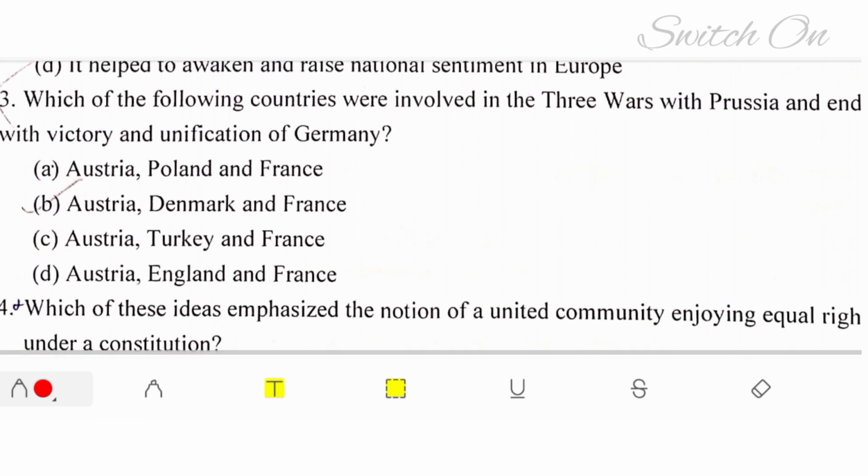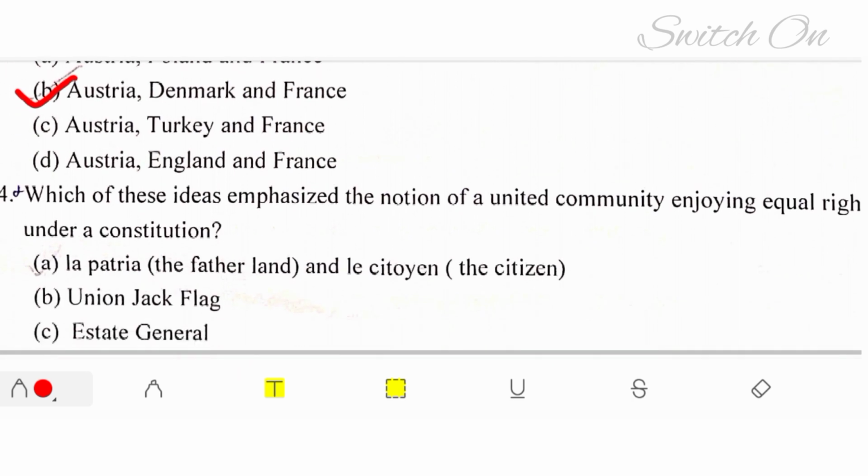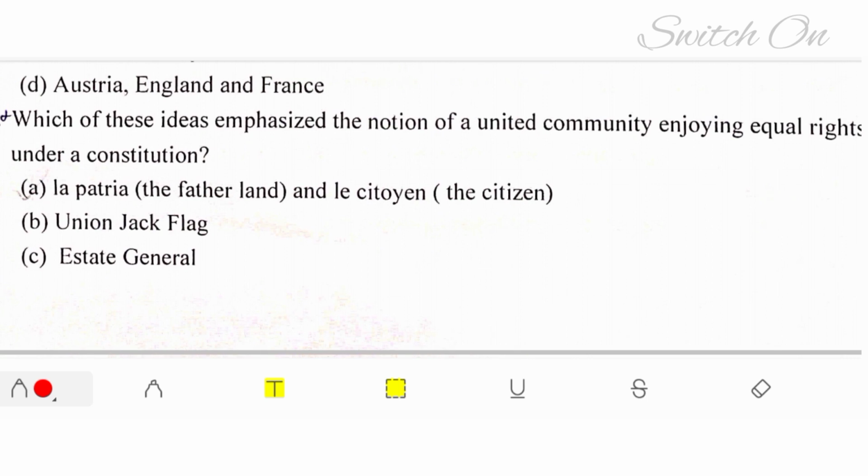Question 3, which of the following countries were involved in the 3 wars with Prussia and ended with victory and unification of Germany? For this, we have to be very careful. The answer is option B, which is Austria, Denmark, and France. We used to get confused between Austria, Poland, and France also.